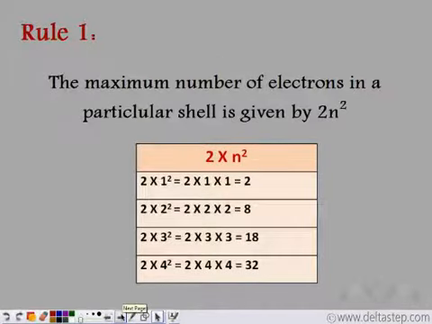The first rule of the scheme is that the maximum number of electrons in a particular shell is given by 2n², and this n stands for the number of the shell. That is, the first shell has n equal to 1. So if we substitute this in the formula, we get 2 into 1 squared, which is 2. The second shell has n equal to 2, so we get 8, then 18, 32, and so on. So this means that the first shell can have a maximum of 2 electrons, the second shell a maximum of 8 electrons, the third shell a maximum of 18 electrons, and so on.